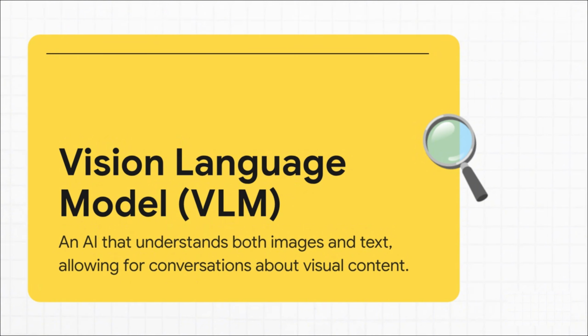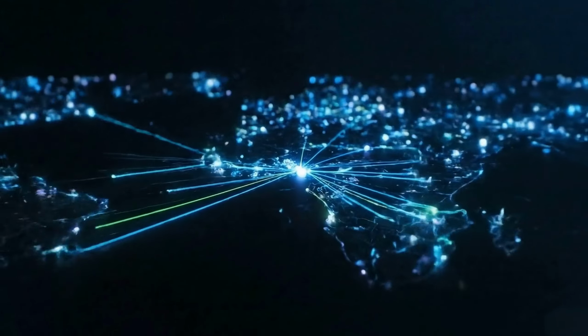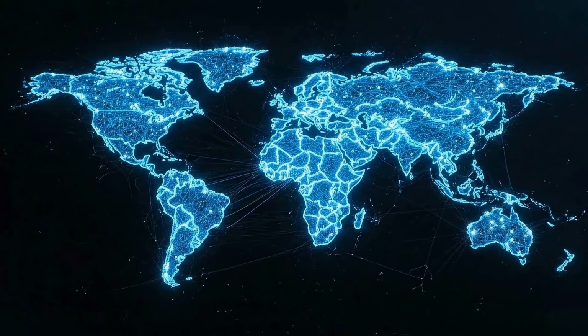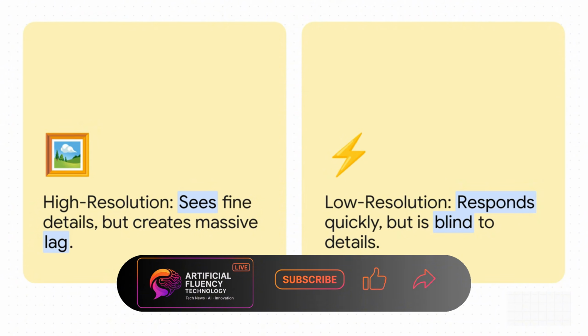The whole idea here is that these are the AI systems that let you, say, show it a chart, or a screenshot from your phone, or even a whole document, and then have a real conversation with it about what it's seeing. It's basically the magic that lets an AI see the world. But here's the catch, the impossible trade-off that everyone has faced.